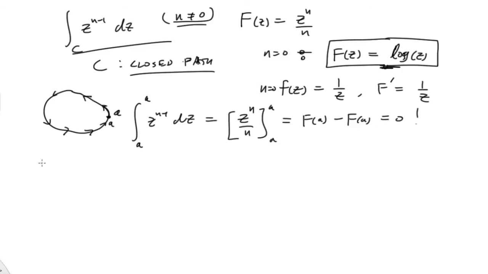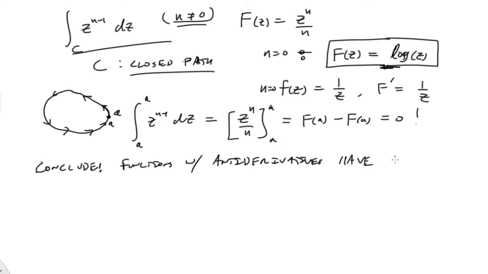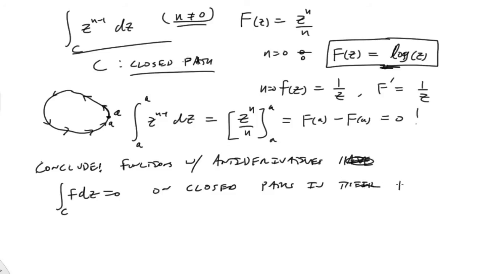Okay, so another conclusion we can make from this is that functions with antiderivatives, or I should say, integrate to 0 on closed paths in their domain.